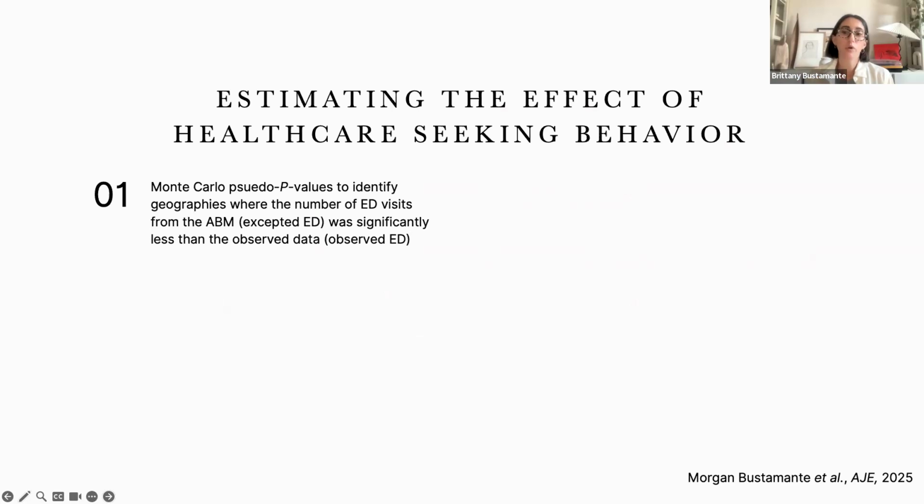So ultimately, we want to estimate the effect of healthcare seeking by analyzing the spatial patterning produced in the ABM. So first, we identify geographies where the number of ED visits from the ABM, which I call the expected ED, was statistically significantly less than the observed data, which I call the observed ED. And I did this using Monte Carlo pseudo p-values.